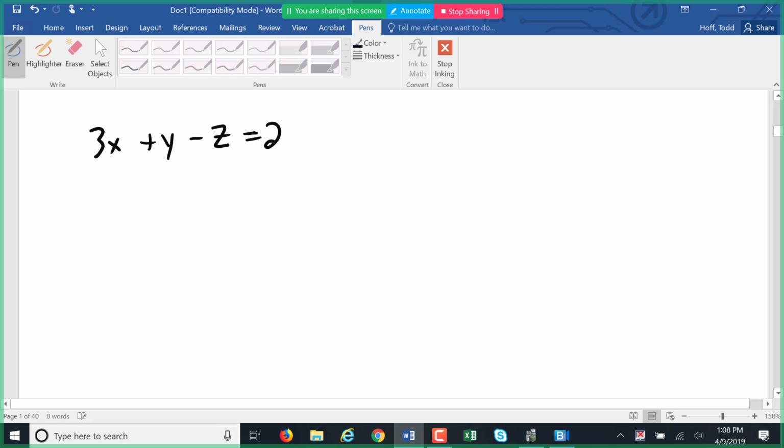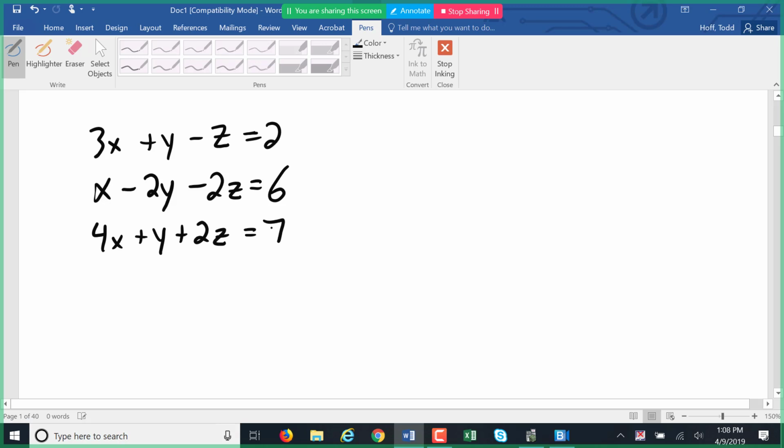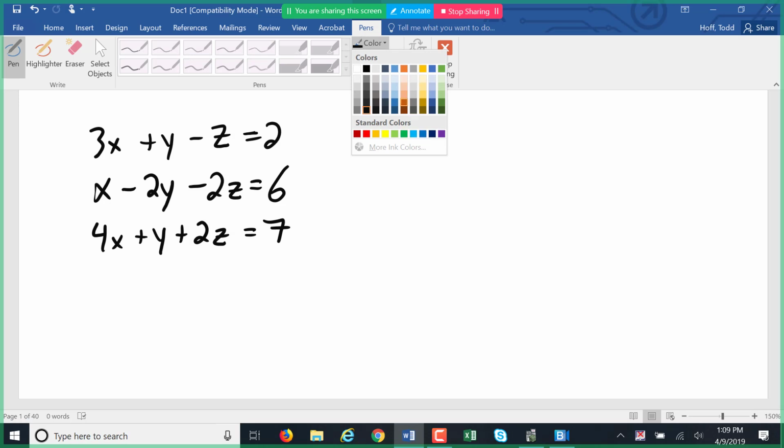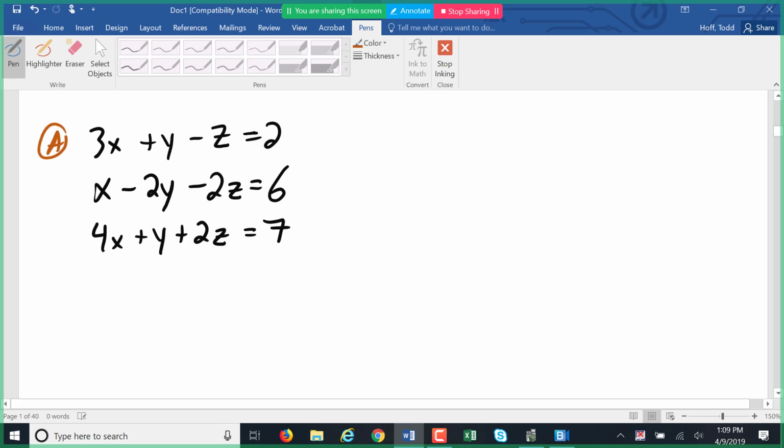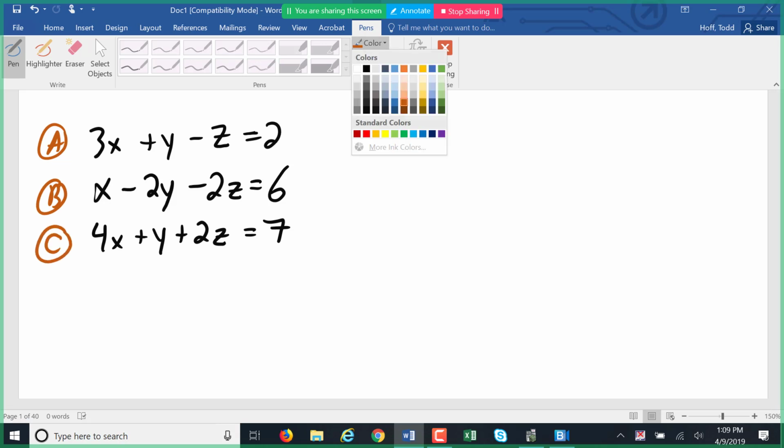So we got 3x plus y minus z equals 2. x minus 2y minus 2z equals 6. 4x plus y plus 2z equals 7. Now once again, for ease of reference, I'm going to label these A, B, and C.